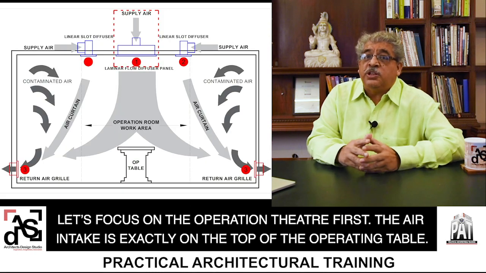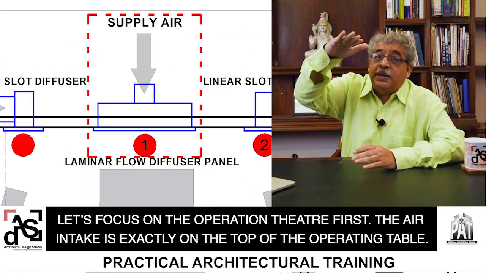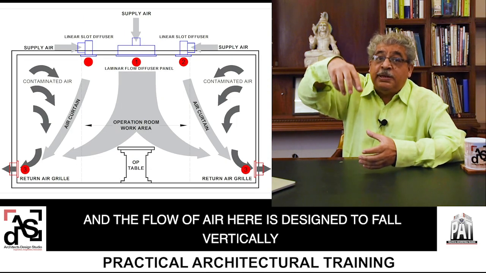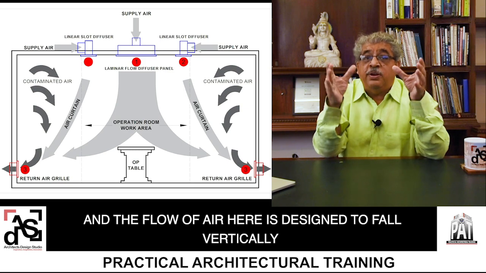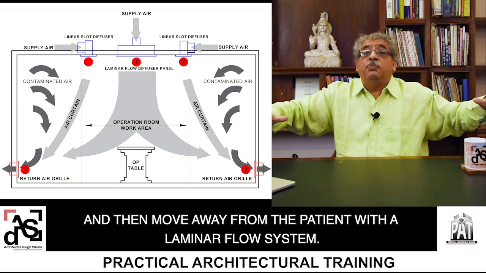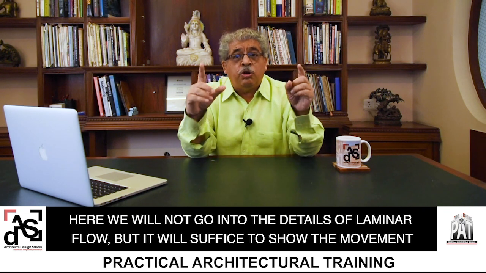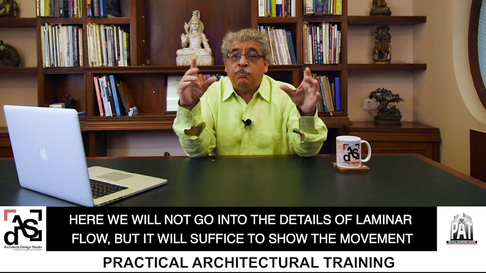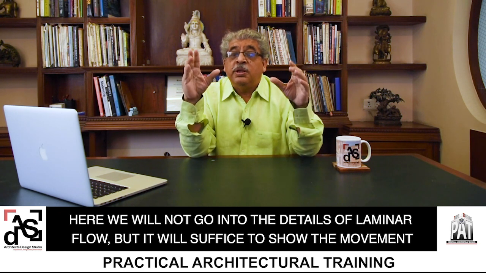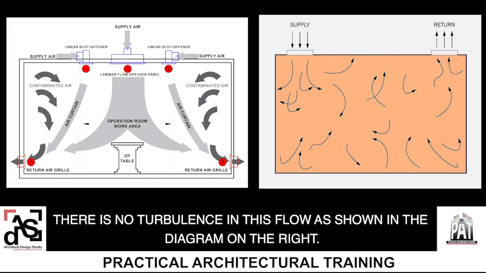Let's focus on the operation theatre first. The air intake is exactly on top of the operating table, and the flow of air here is designed to fall vertically and then move away from the patient with a laminar flow system. Here, we will not go into the details of laminar flow, but it will suffice to show the movement of air from the patient in a very smooth flow. There is no turbulence in this flow as shown in the diagram on the right.